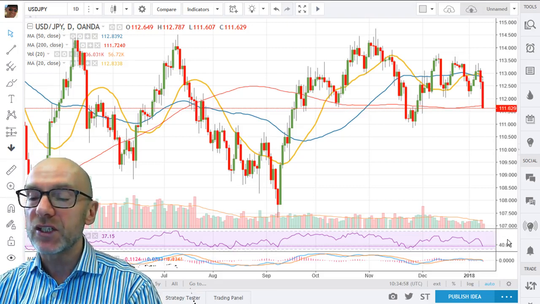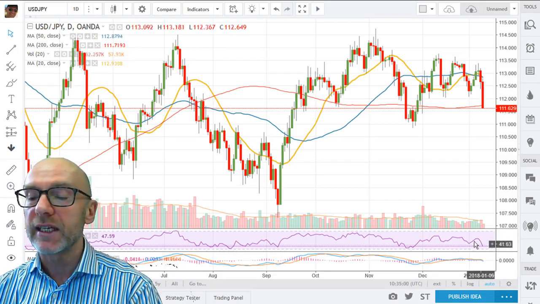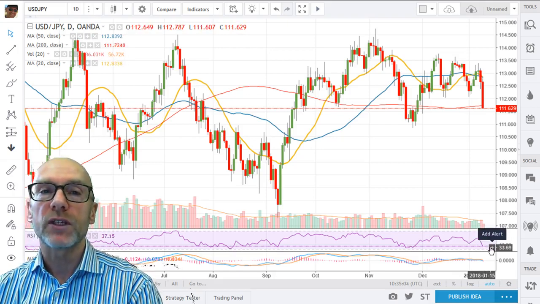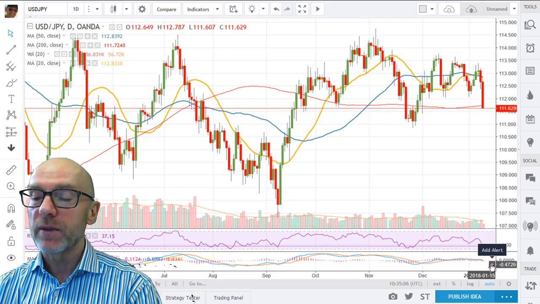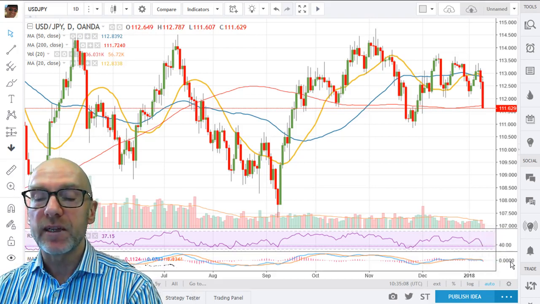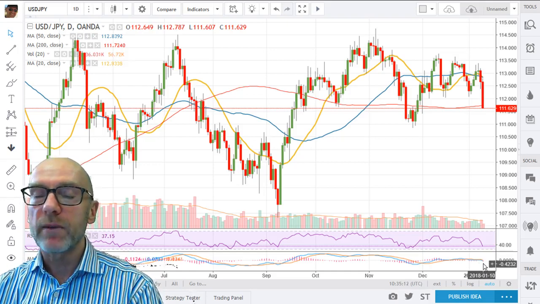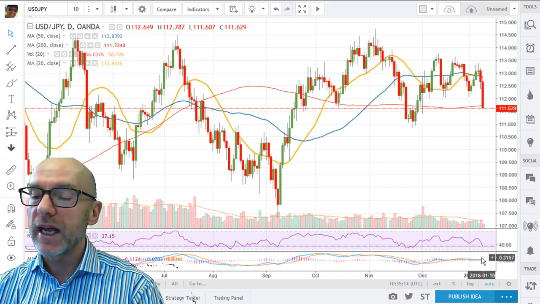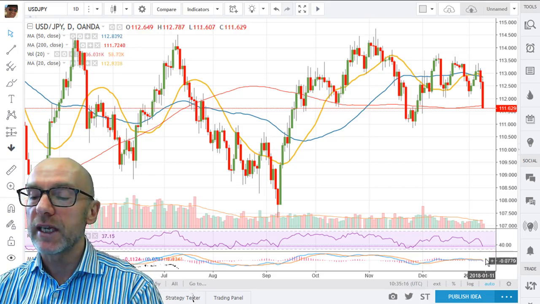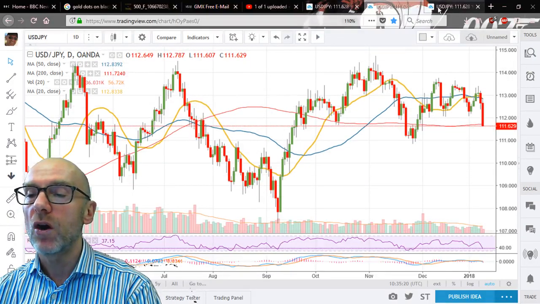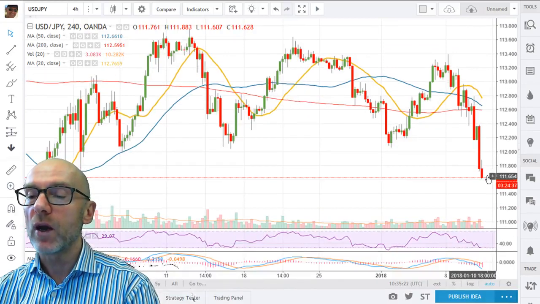Momentum is negative. You can see that the RSI is in a downtrend again. 37.15 the present reading, so below the 50, and the MACD short term has just gone below zero, tracking below the longer term, and that is shouting out as a dollar sell signal as well. Moving on to the 4-hour chart.